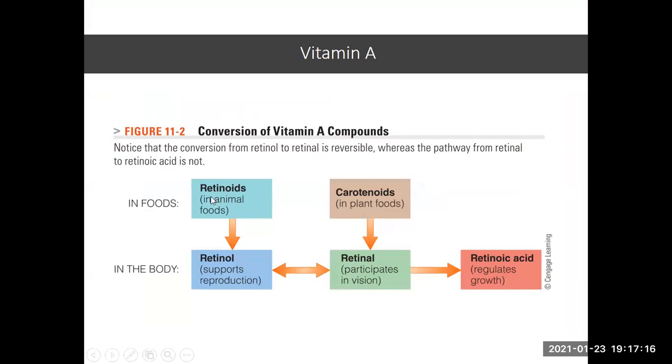Here, as you can see, the sources from animal food are called retinoids, while from plant food, carotenoids. And then they change inside our body into retinol, retinal, and retinoic acid.